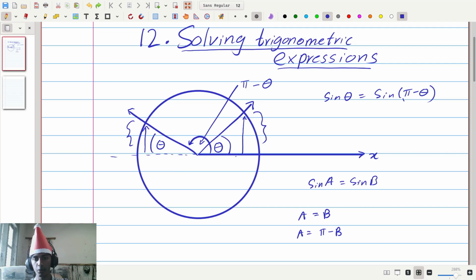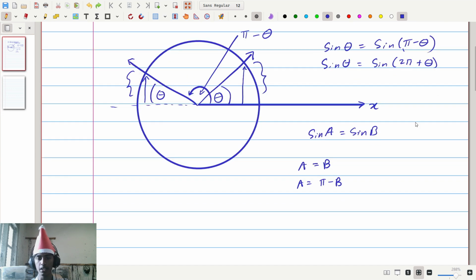So we also have that the sine of theta would be equal to the sine of 2 pi plus the angle theta. So given this, if this angle was B rather, it is also a possibility that A is equal to 2 pi plus B. This is also a possibility. We can have this as well happening.